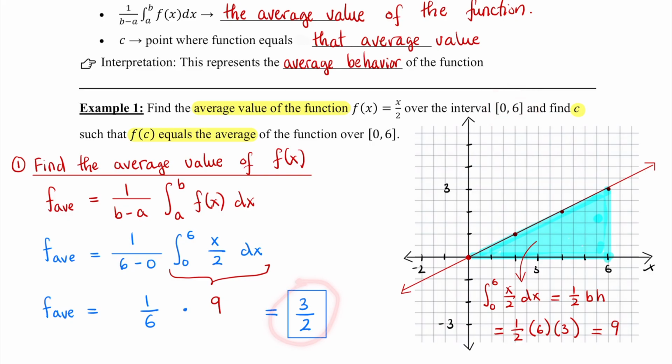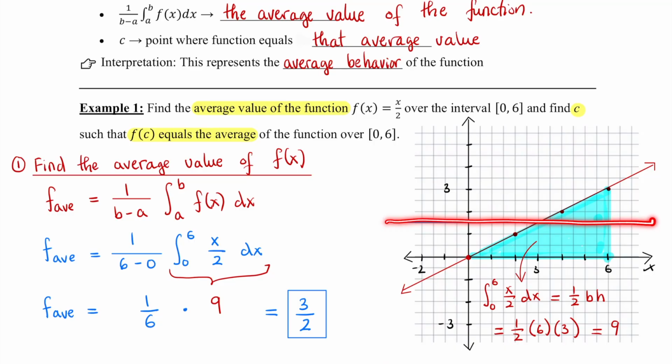What does that mean? 3/2 is here. So this is the function value from 0 to 6. The minimum is 0. The maximum is 3. The average of the function value is 3 over 2. So this is just the average of the function value from 0 to 6.